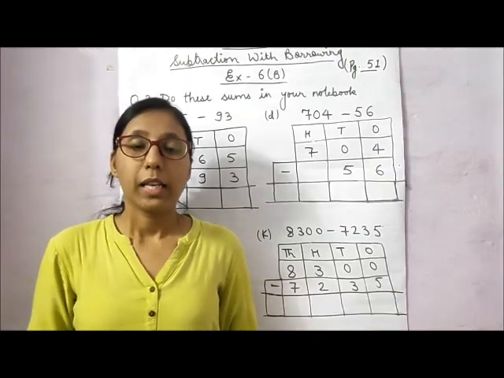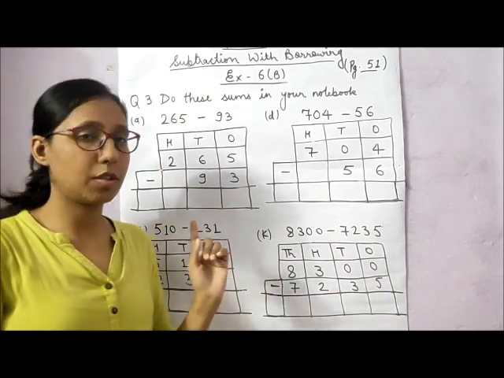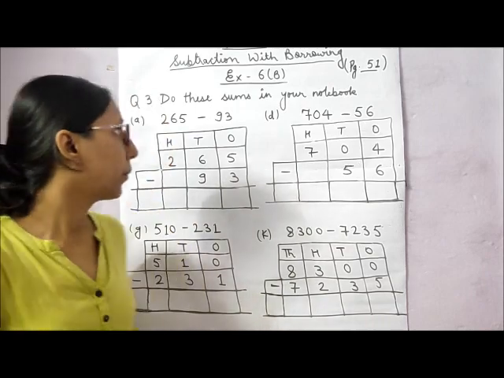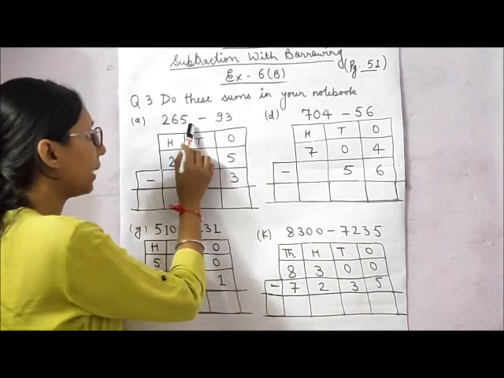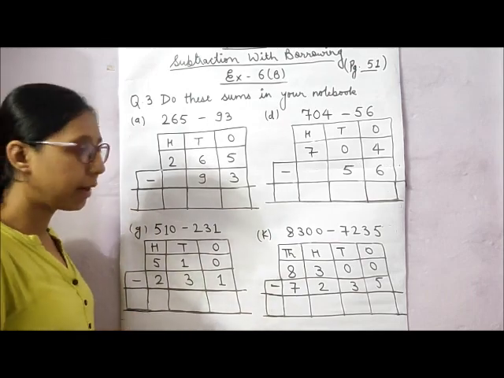Now children, here we are going to solve question number 3 and these questions you have to do in your notebook also. So A part is 265 minus 93. आपको इसी तरीके से आपका वर्क करना है नोटबुक में.